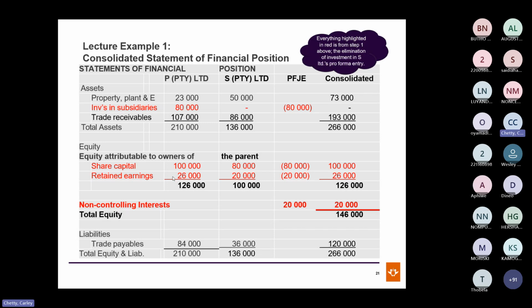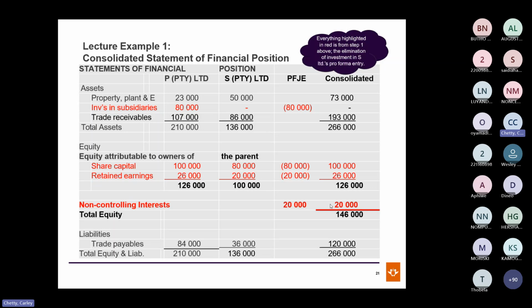Then we have retained earnings. So P has retained earnings of 26,000. S has retained earnings of 20,000. And then remember, we processed pro forma journal entries of 20,000 Rand. So we are saying 26,000 Rand of P, and then 20,000 Rand of retained earnings in S, minus the 20,000 in the pro forma journal entry will give us a consolidated retained earnings figure of 26,000. So this is the equity that is attributable to the parent.